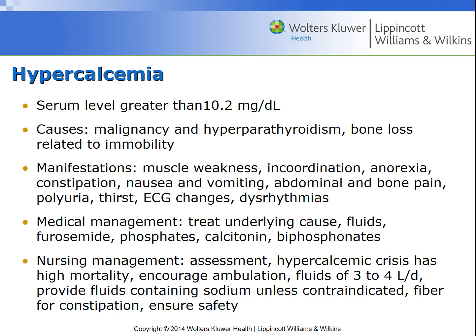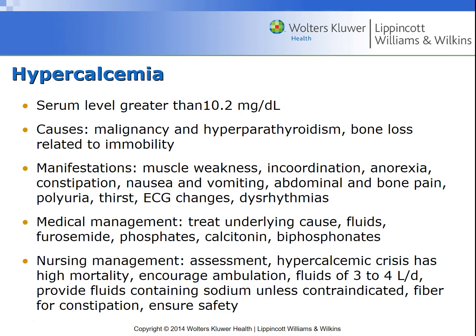So hypercalcemia, which is a level greater than 10.2, causes could be a malignancy or hyperparathyroidism, which now means that your body is actually producing too much calcium to cause it to go into the bloodstream. Bone loss related to immobility. So basically when the bones aren't working or your body doesn't believe that they actually need as much calcium to stay strong, it will actually pull it out and put it back into the vascular system.